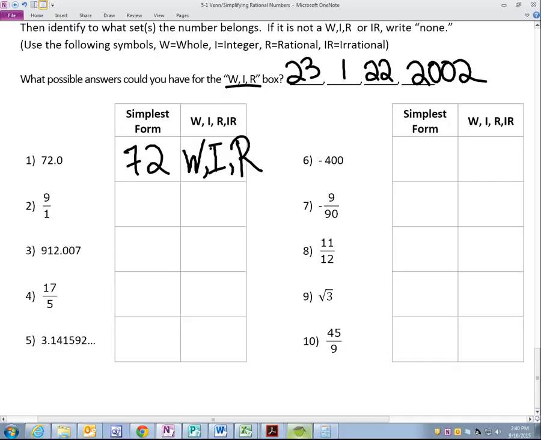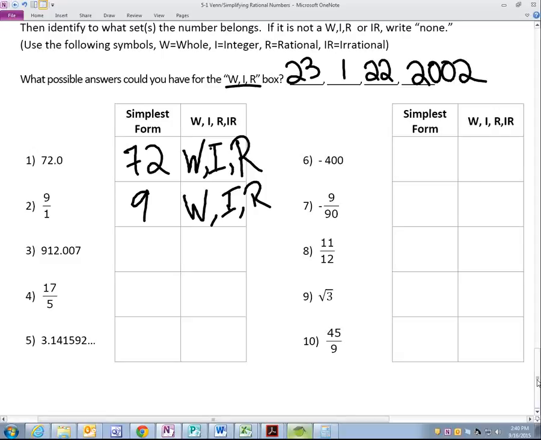Then we have 9 firsts, 9/1. Is that a rational number? Taylor? Owens? What is it? Whole number. Yes, it is a whole number. But what is the simplest form of that? 9. So we know that it's also going to be an integer, and we know it's also going to be rational.